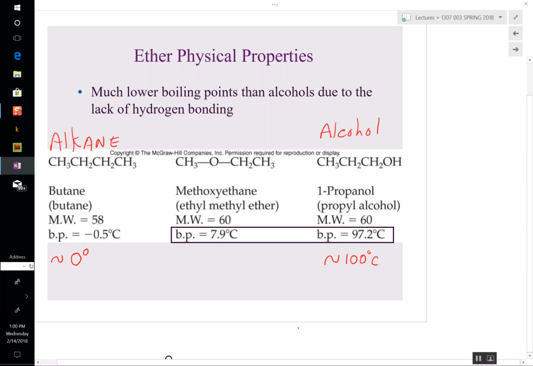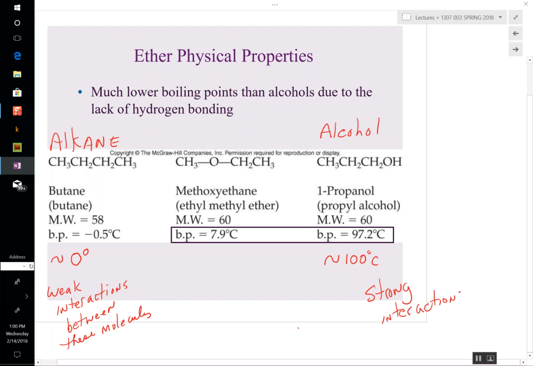Why? There are weak interactions between alkane molecules, between these molecules. There are strong interactions between alcohol molecules. And why is that?